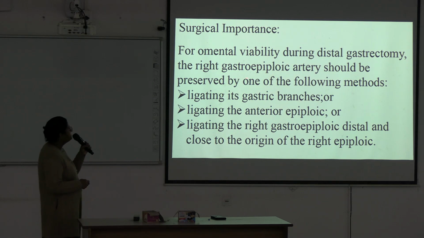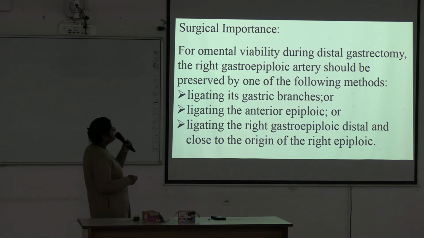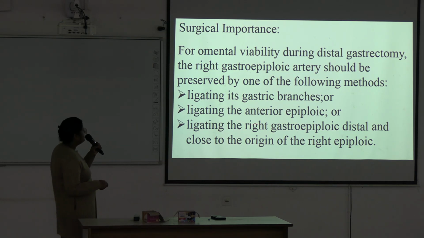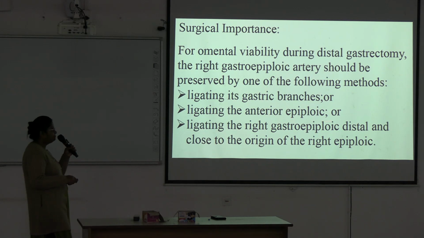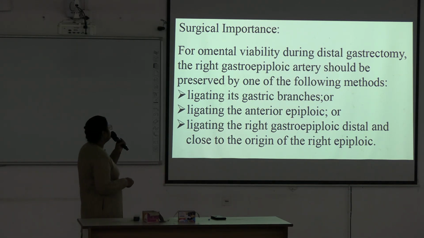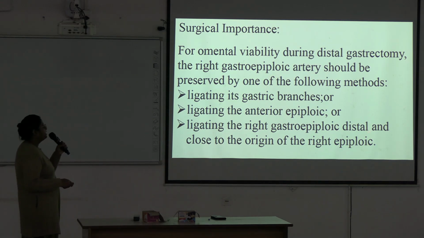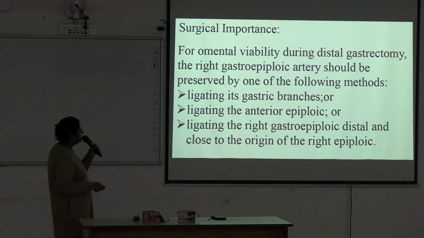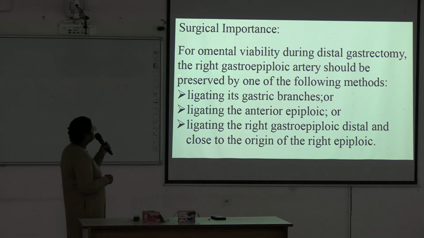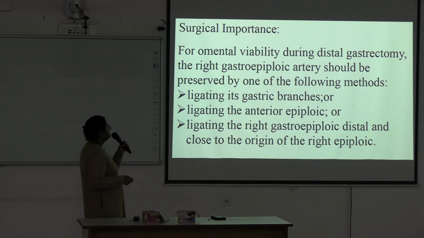What is the surgical importance? For omental viability during distal gastrectomy, the right gastroepiploic artery should be preserved by one of the following methods. You have to ligate its gastric branches, or ligate the anterior epiploic branches. These epiploic branches are supplying the greater omentum. Or ligate the right epiploic distal and close to the origin of the right epiploic artery. So these are the methods by which you preserve the blood supply to the omentum.